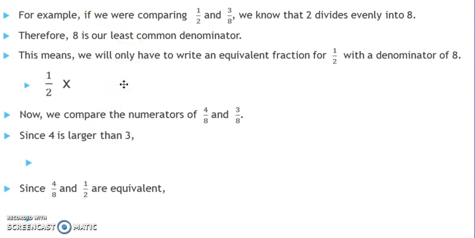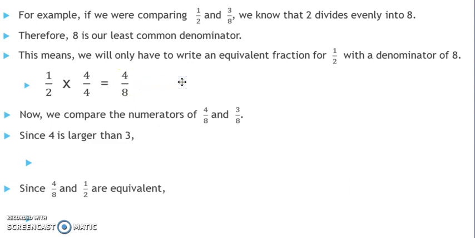So again, we have to multiply the numerator and denominator by the same number. So in this instance, we're looking for what number we would multiply by 2 to equal 8, which in this case is 4. So we're going to multiply both the 1 and the 2 by 4 to get 4/8.